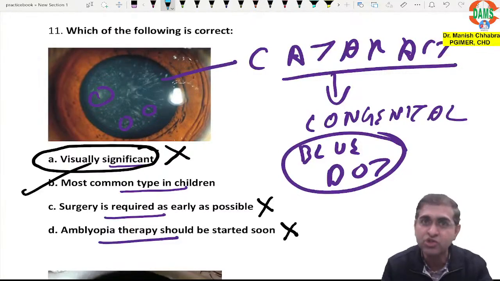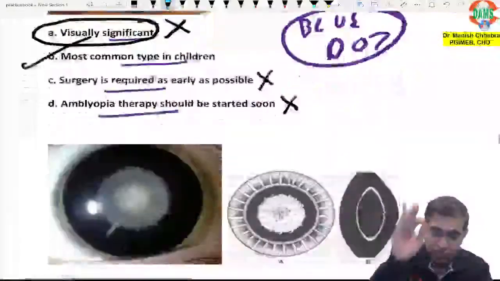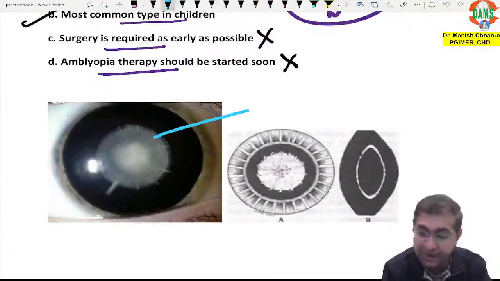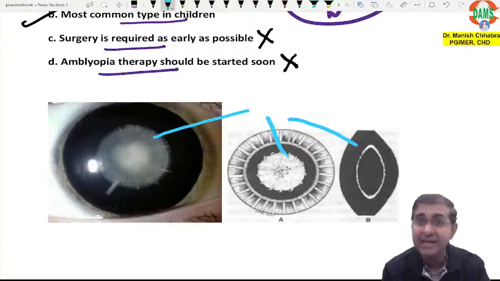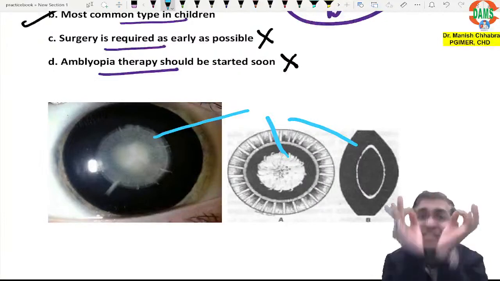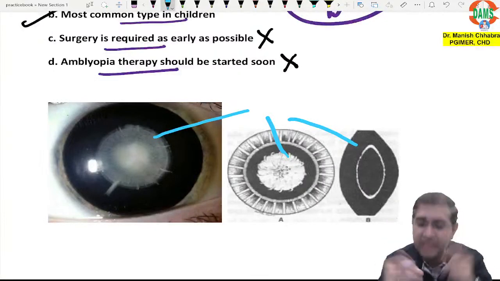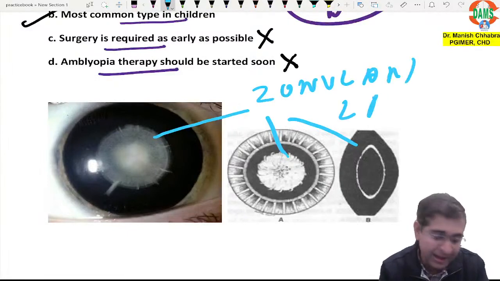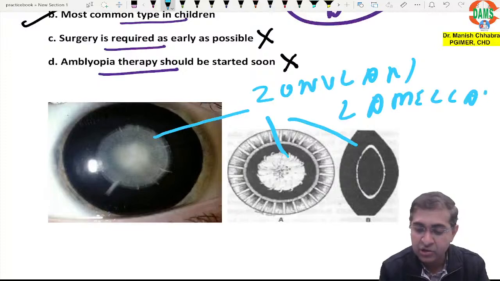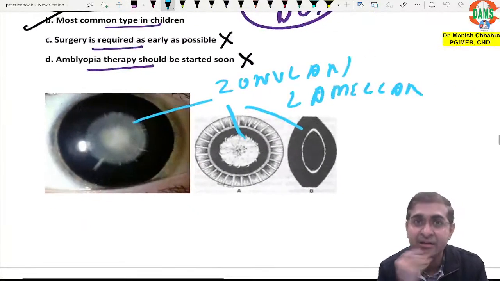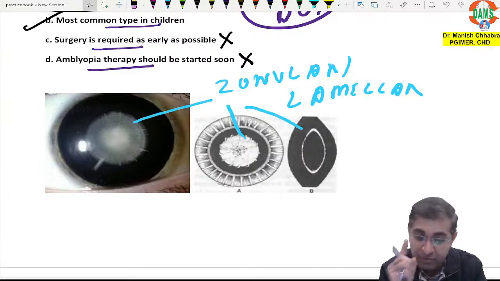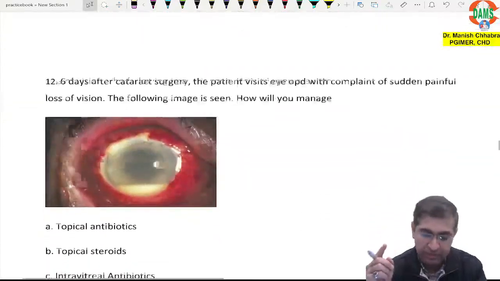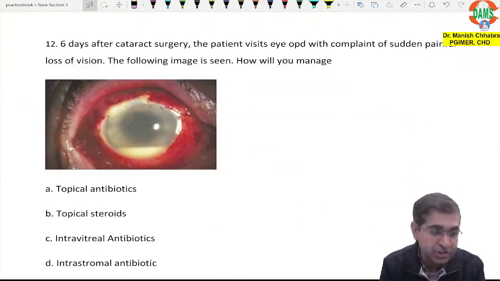This is your most common type of cataract in children. Another type of cataract, which is congenital but associated with loss of vision, is your zonular or lamellar cataract. Zonular or lamellar cataract. This is your important PYQ.